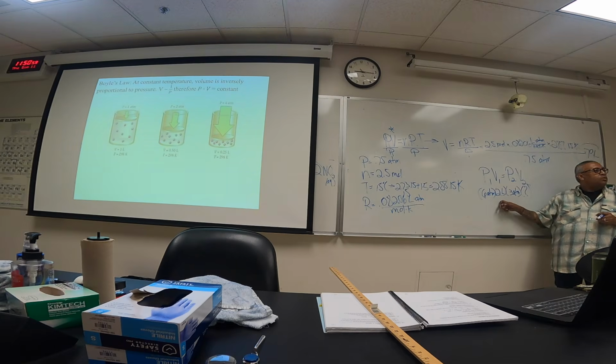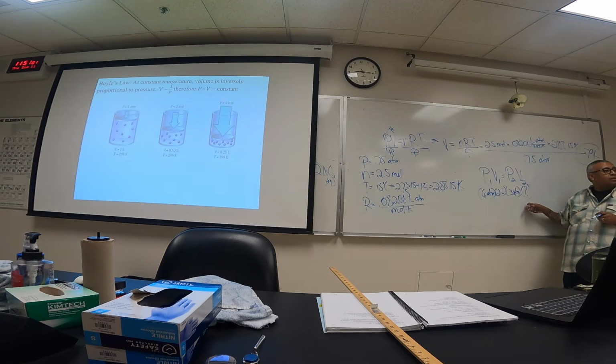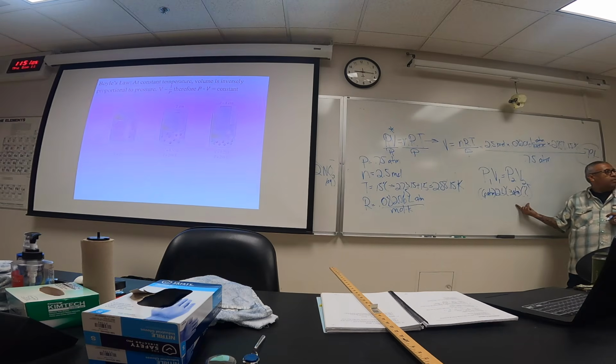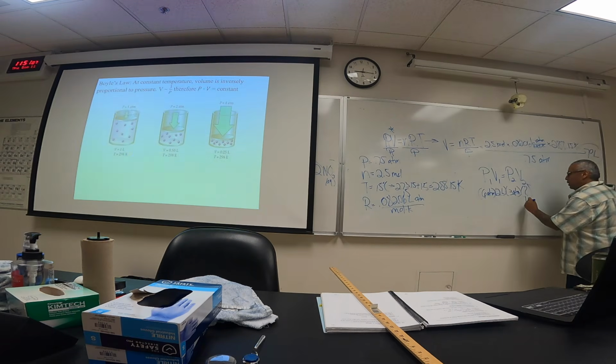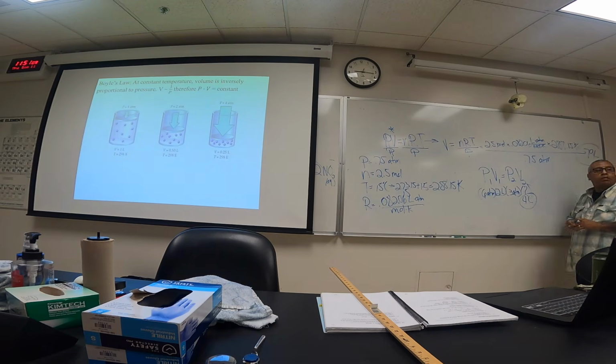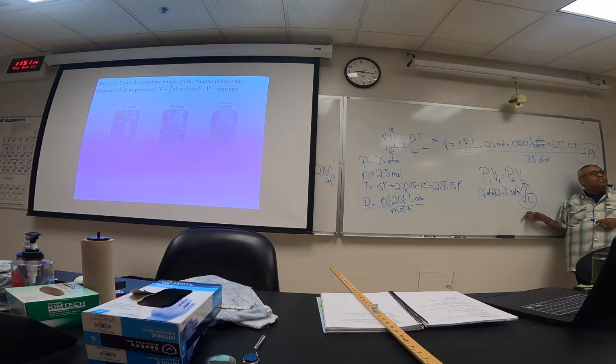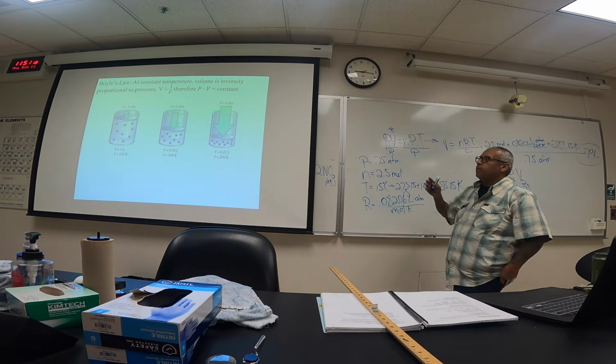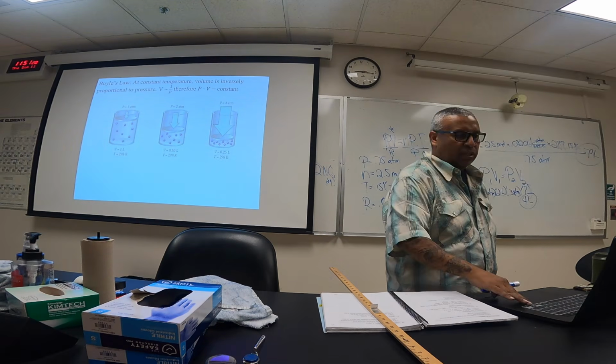Well, 6 times 2 is 12, so 3 times some volume also has to equal 12, right? This value has to equal this value. So the final volume is going to be 4 liters, and that makes sense. Decrease the pressure, I have to increase the volume. Right? So there's an inverse relationship between volume and pressure.